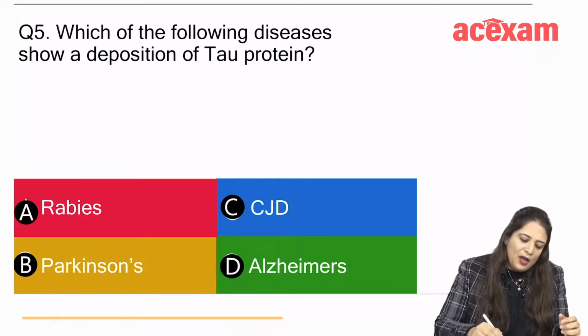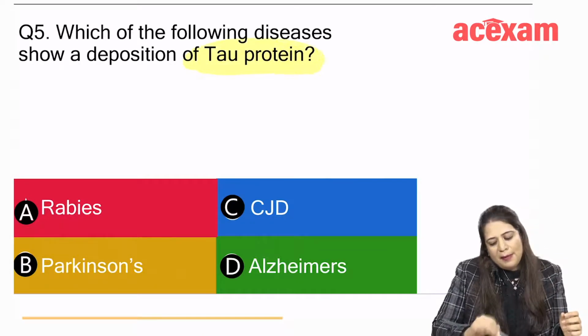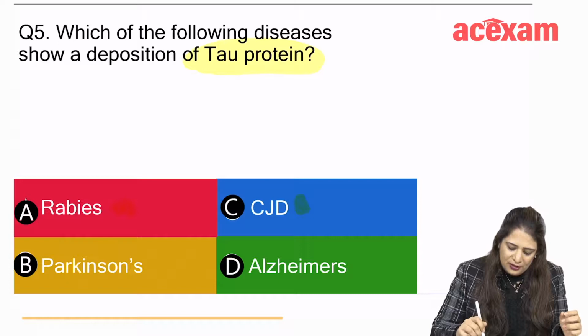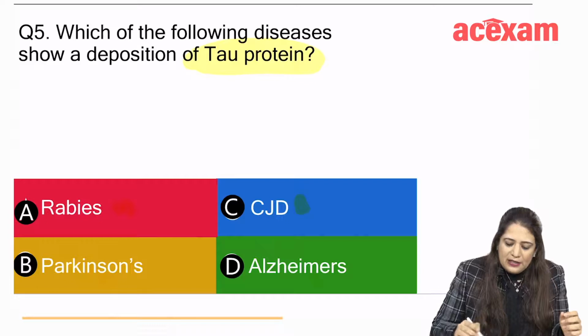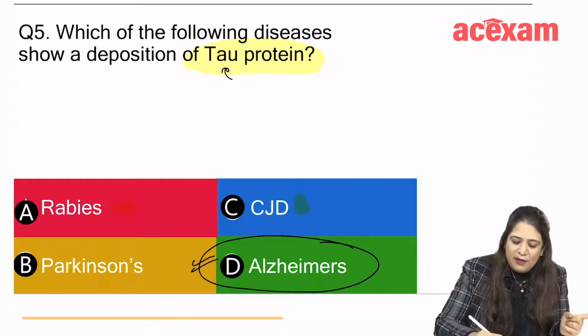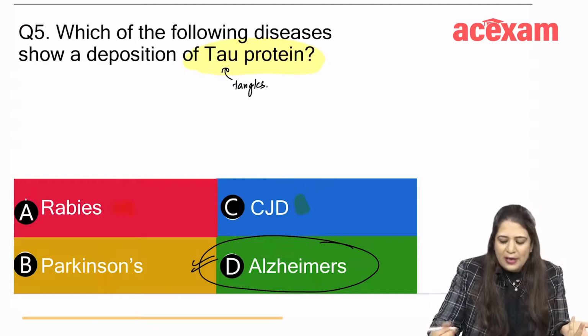Okay. So the next question is, which of the following diseases show a deposition of tau protein? A one-liner question, but the answer to this question, if you look at the options, rabies, Creutzfeldt-Jakob disease, Parkinson's and Alzheimer's. If it is a question which is asking for only one option, the answer is Alzheimer's, right? Because this is the classical reason why the neurofibrillary tangles are formed in Alzheimer's disease, because of abnormal tau protein which gets deposited. But you know what?